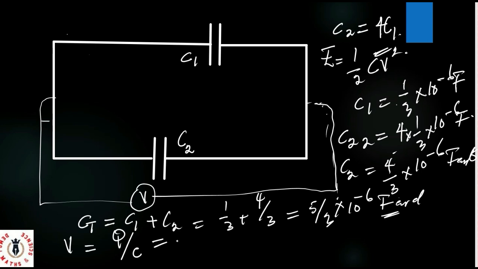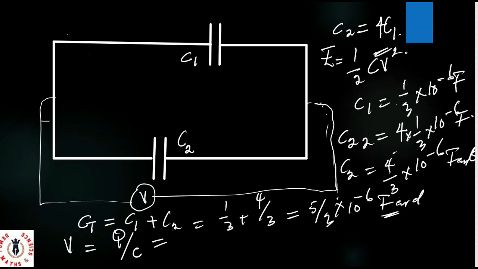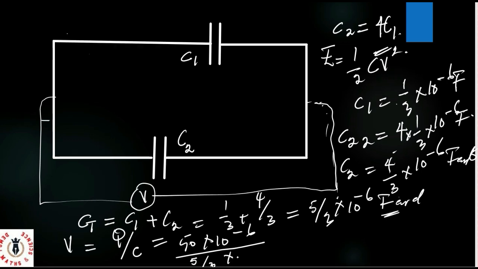Q over C. Q, remember we're given Q to be 50 microcoulombs. That's the total charge. Now we use that with the total capacitance. That will be 50 times 10 raised to power minus 6 over 5 over 3 times 10 raised to power minus 6. Minus 6 cancels minus 6. So 10 raised to power minus 6 cancels 10 raised to power minus 6. I'll be left with 50 over 5 over 3. This is the same thing as 30 volts.